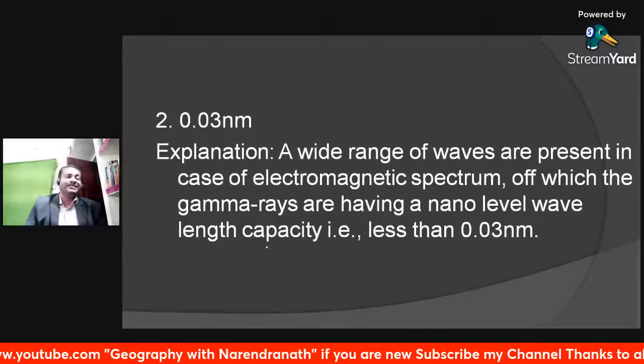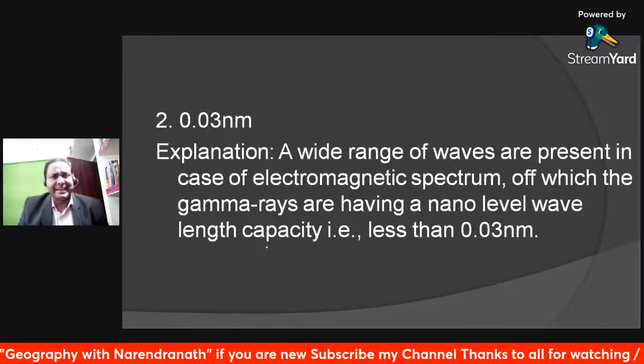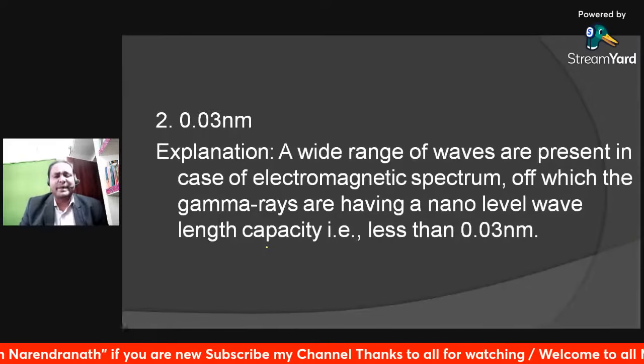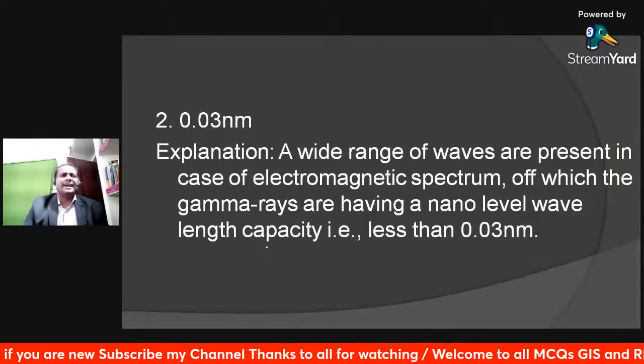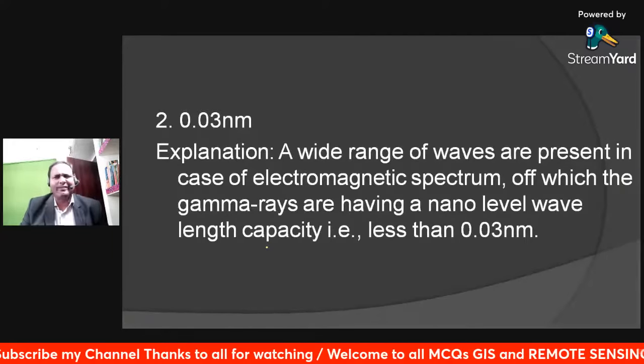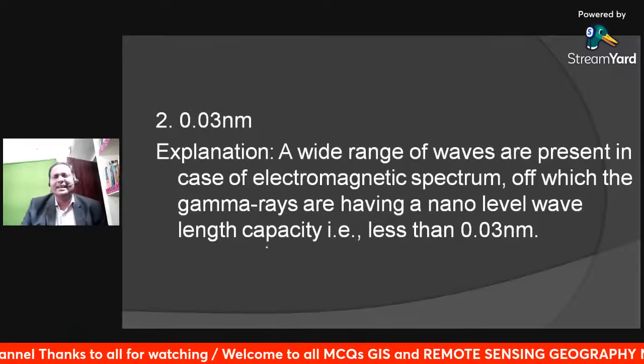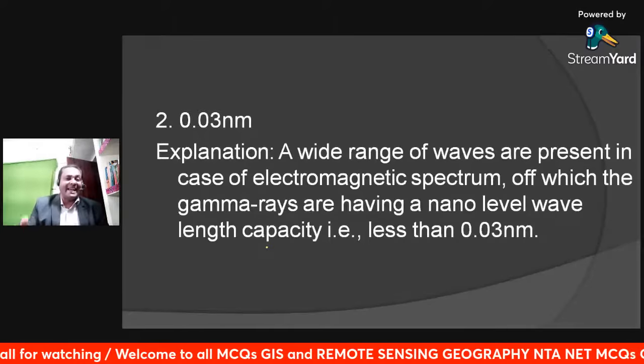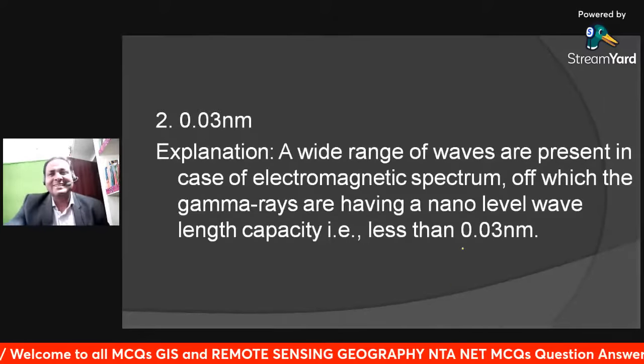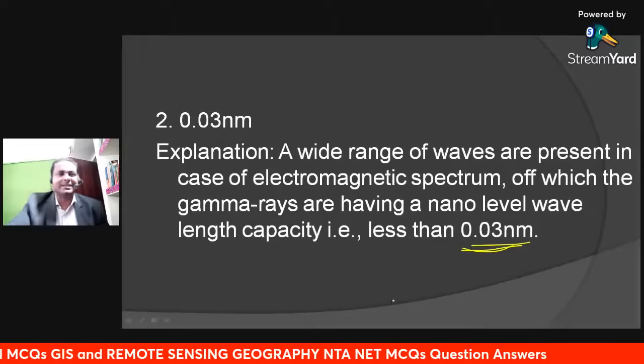A wide range of waves are present in the electromagnetic spectrum, of which gamma rays have nano-level wavelengths, less than 0.03 nm. And don't forget, the real answer is nm.